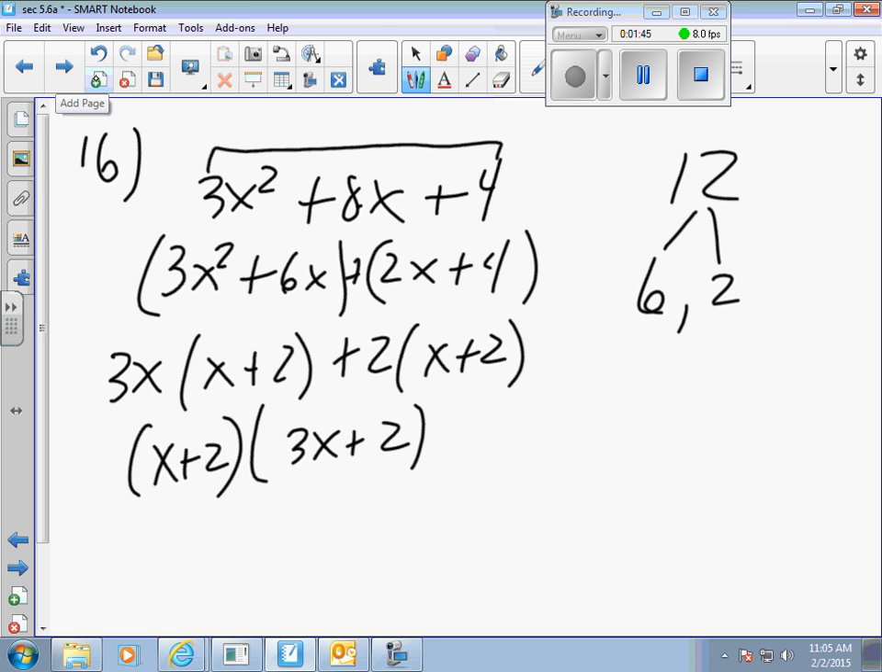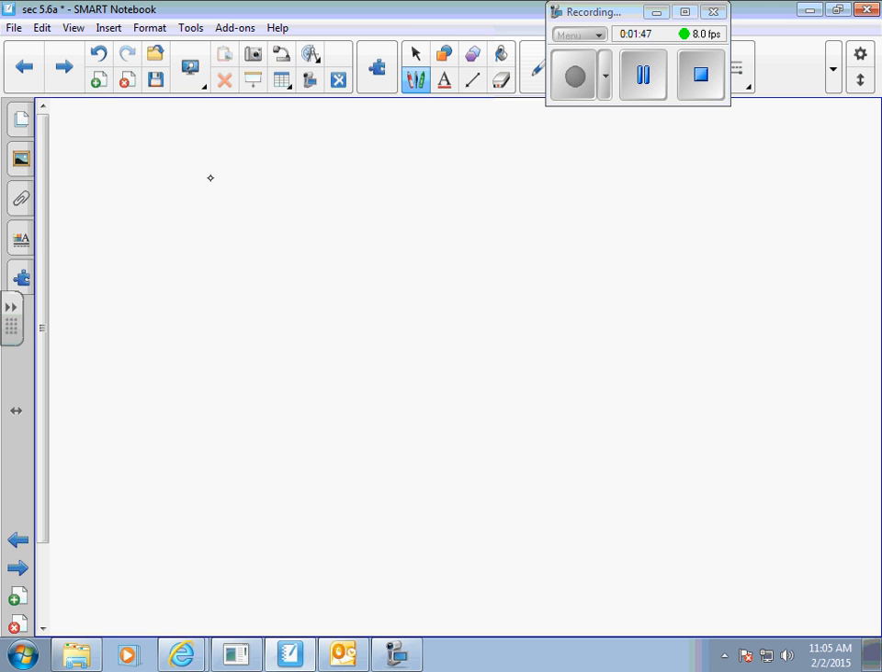For number 17, it's going to be the very same thing as the previous two. Same with 18. Again, they're the same. So let's move on to question 21. It says 4x squared minus 12x plus 9.